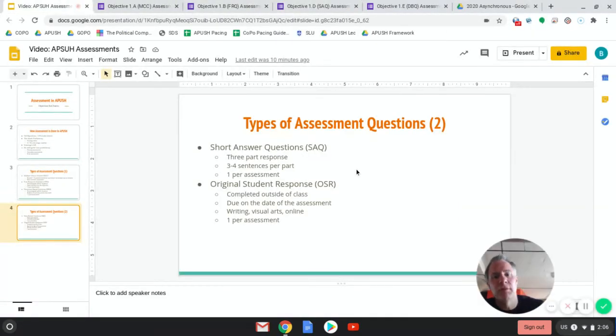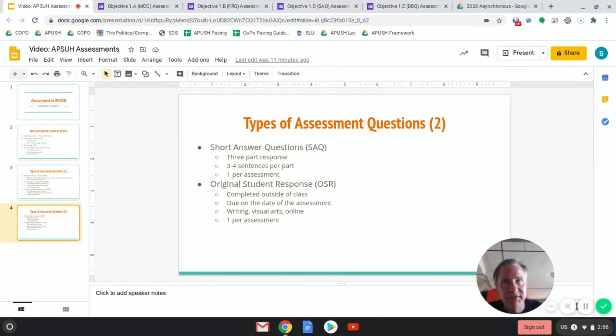Finally, we have the original student response. These are new this year. OSRs are part of your assessment, but you're going to complete them outside of class. And they are due on the date of the assessment. Whether you're physically there or not, you need to turn your OSR in by that time. And what we'll do is we'll give you an objective from the unit. It's one that covers the entire period.